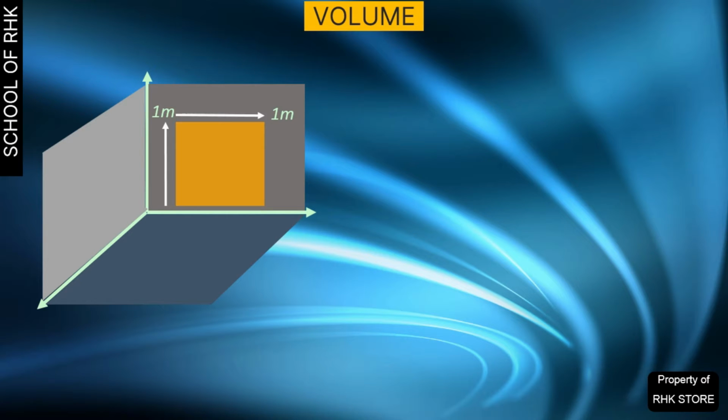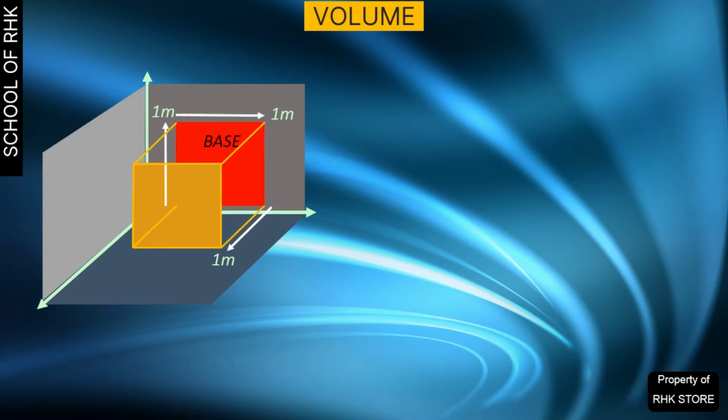Now, if we imagine that we take this two-dimensional square and move or extend it in a direction perpendicular to its own surface by a distance of 1 meter, voila, it forms a three-dimensional object. That is what we call a cube. By the way, a cube has the same length, width, and height. And to measure a three-dimensional object as such, we use the dimensional quantity called volume.